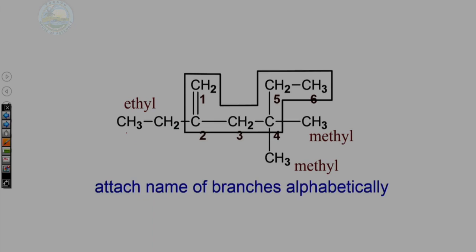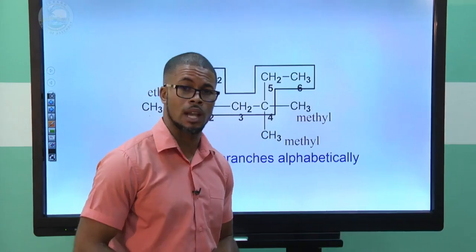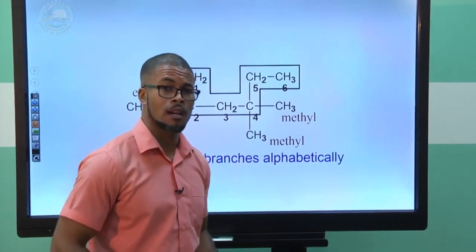Now, we have to attach the names of the branches in alphabetical order. So that's another step. Now, CXC is not going to give you a complex problem like this, I hope not. All right?